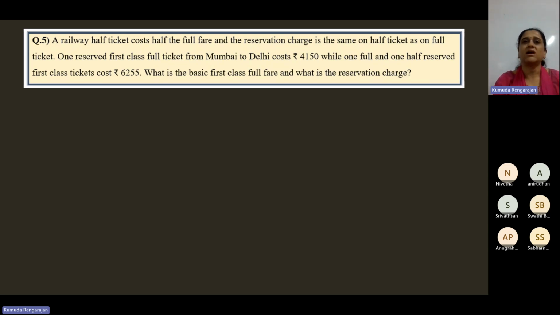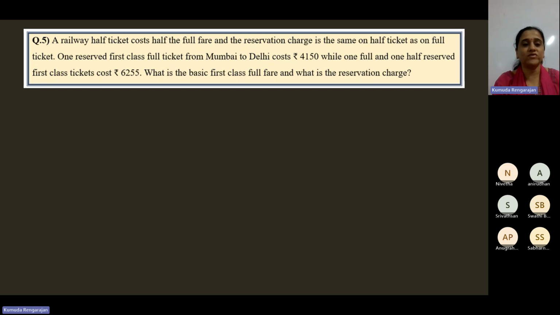Whether you're reserving tickets for 5 children for a tour, or a combination of children and adults, or only adults, the reservation charge is the same. But the cost of the ticket, like now, earlier when we used to book tickets for movies, there was no booking charge. Now there's a booking charge also. Even in bus, booking charge, and then the cost of the bus ticket. Like that, a railway half ticket costs half the full fare, and the reservation charge is the same on the half ticket as on the full ticket.